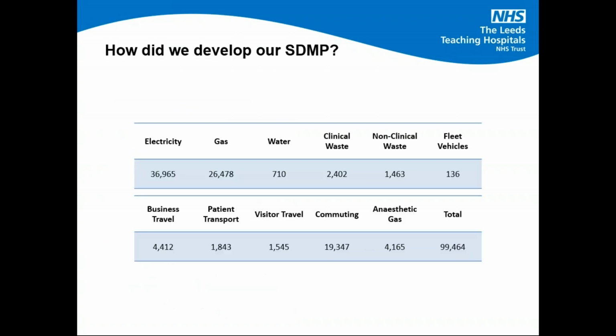So this is just a summary of Leeds' baseline position. This is 2013-14, and just under 100,000 tonnes of CO2 equivalent emissions per annum was our baseline. And this is really useful in that data assimilation and analysis step. So we've done the baseline, we've calculated and measured what we think our impact is. And now through this analysis, we can see that the key areas are electricity, gas, and commuting.